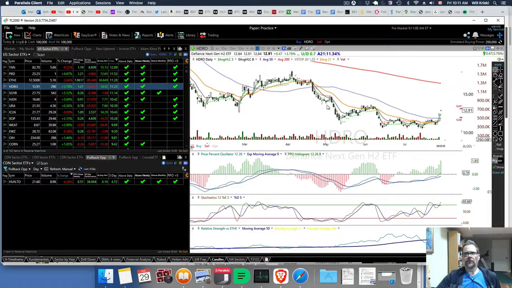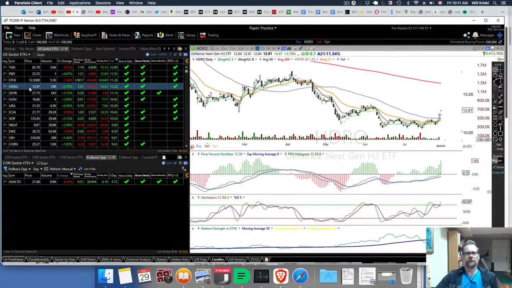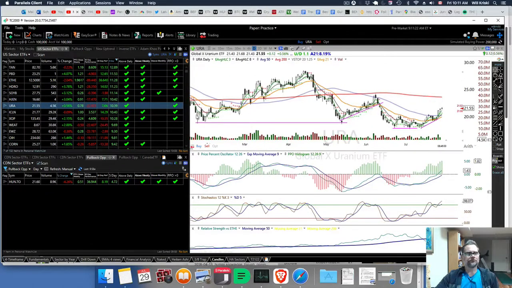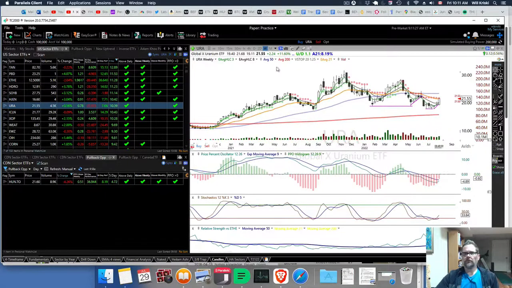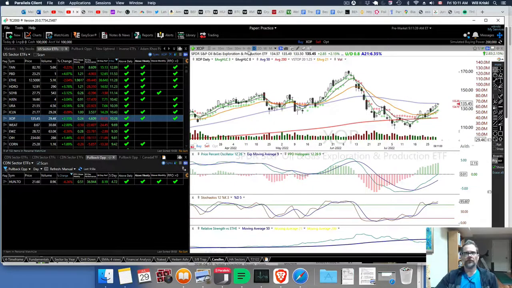Hydrogen is an ETF as well. HGEN, that's similar. So that's why sometimes I have more than one for a particular sector. Uranium, we're above the 50 now, getting close to above zero for the moving average of the price percent oscillator. Oil still doing well. It's had a pullback, but then it's starting to do well again.